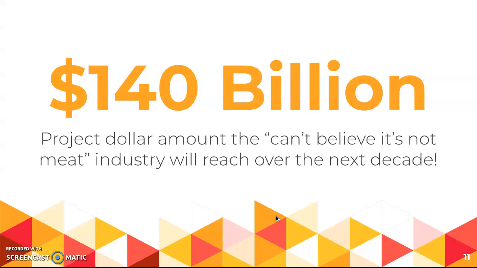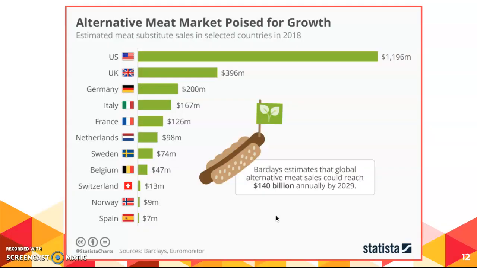Now, really quick, this whole non-meat industry over the next decade is projected to be about a $140 billion industry. Okay, people are starting to really care about what they put in their bodies, animal welfare, the impact on the environment, etc. So you may see some other companies doing the same over the next couple years. Now you can see here estimated meat substitute sales in selected countries in 2018. All right, so the US, UK, Germany, all the way down to Spain, these are the sales that they think are going to be happening for this non-meat industry.